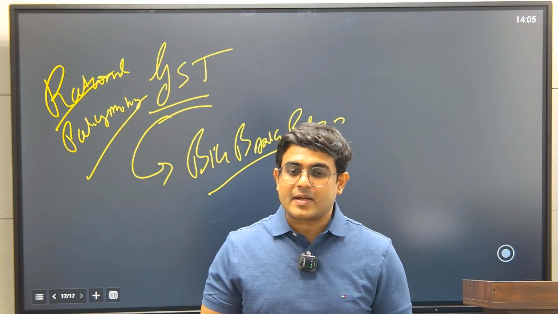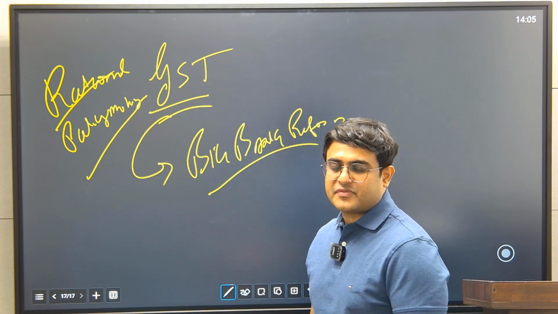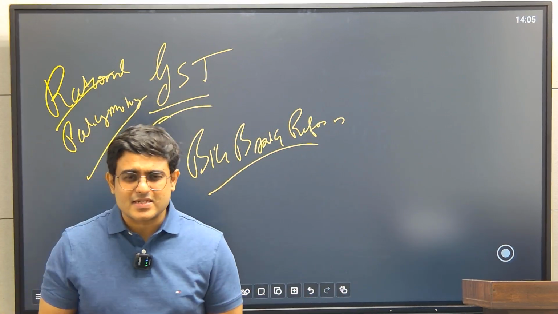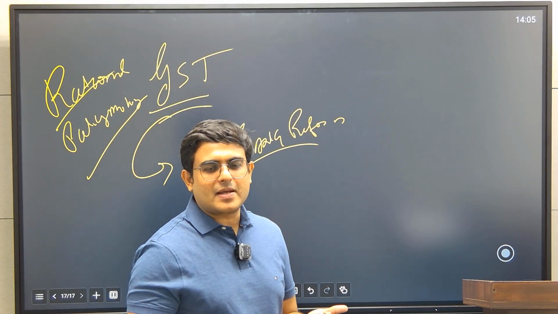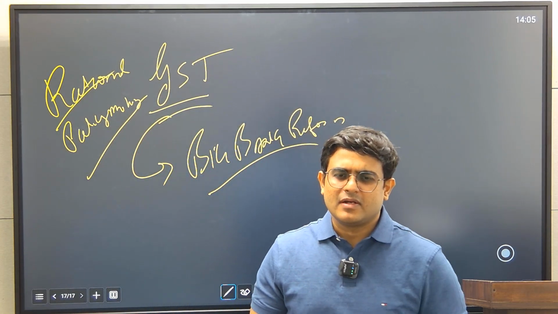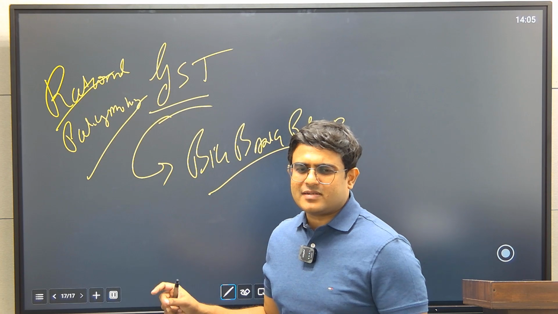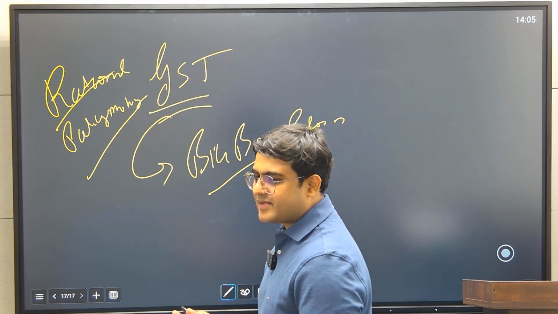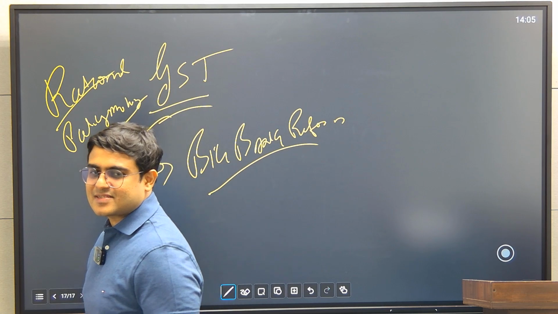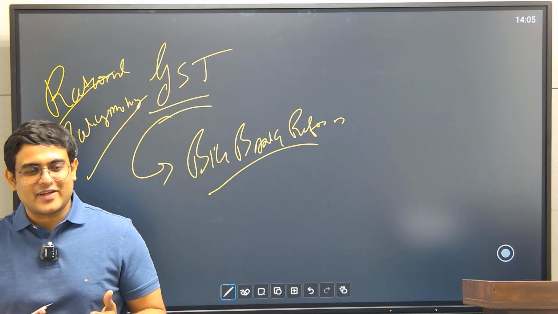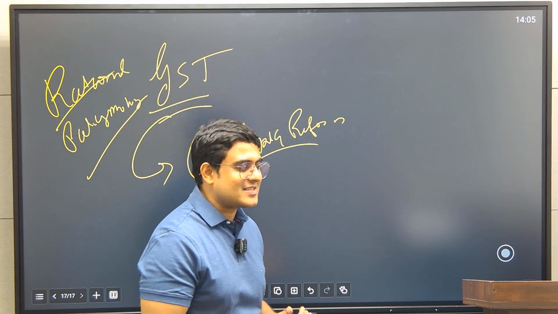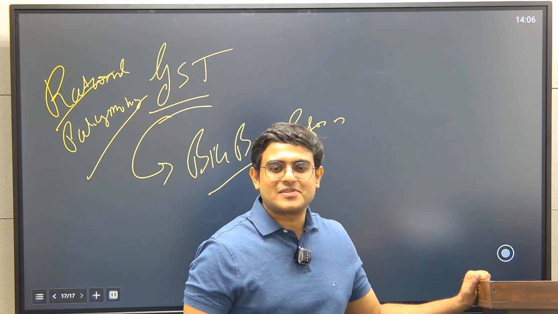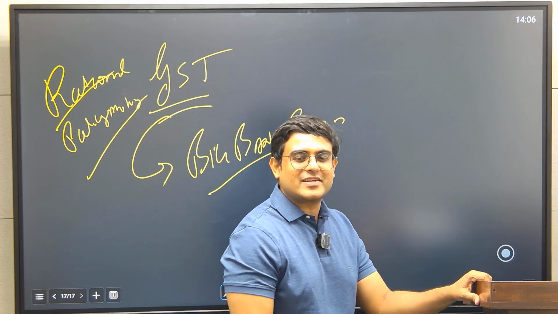Also, there are a lot of slabs, 5%, 12%, 18%, 28%, and on top of that, cesses and surcharges. You should rationalize these into fewer slabs. There is also a discussion to eliminate the 12 or 18% slab of GST. On top of that there is the GST compensation cess, and many other cesses or surcharges. So you rationalize all this. So now more reforms are needed.